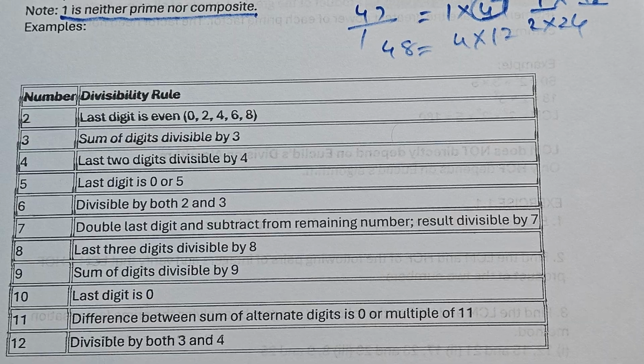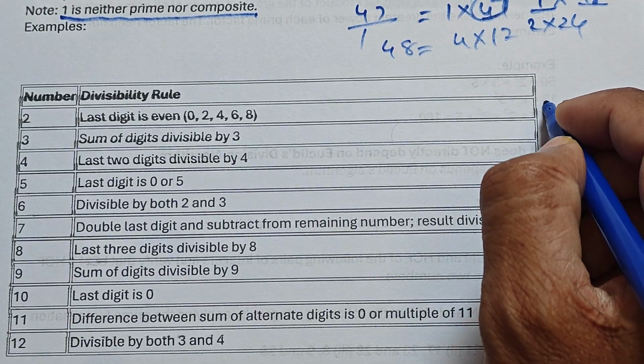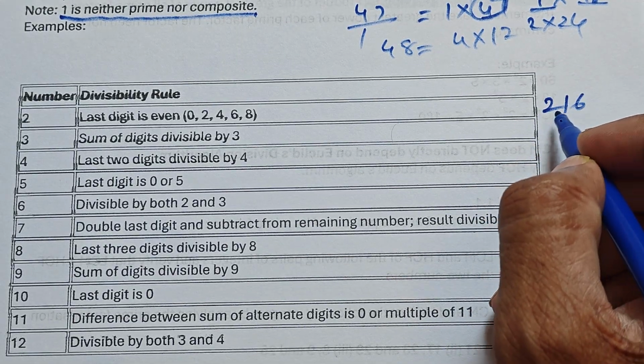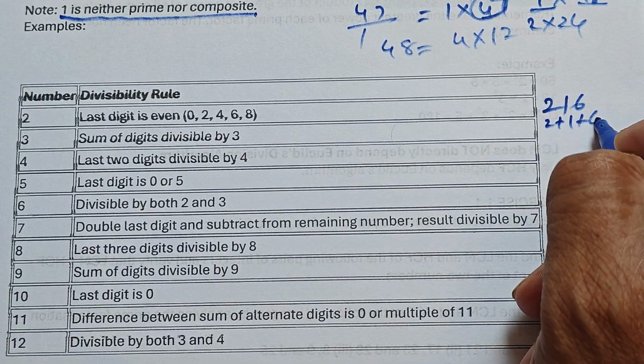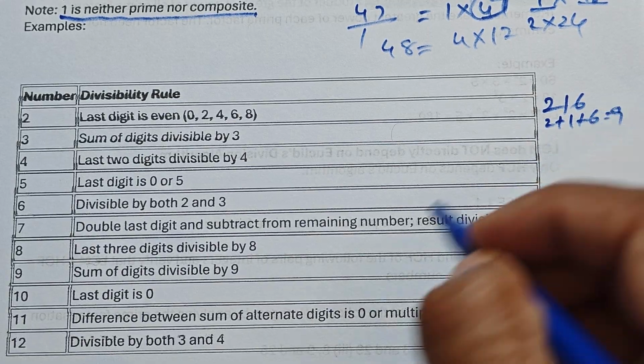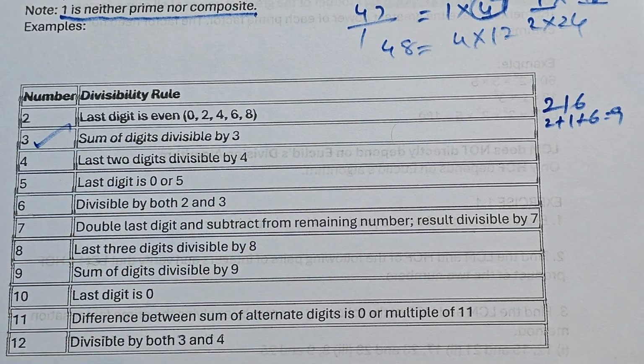If a number is ending with 0, 2, 4, 6, 8, that means an even number, then obviously it is divisible by 2. For the sum of digits, like say if I have 216, so 2 plus 1 plus 6, then it is 9. If this sum of the digits is divisible by 3, then the number is divisible by 3.